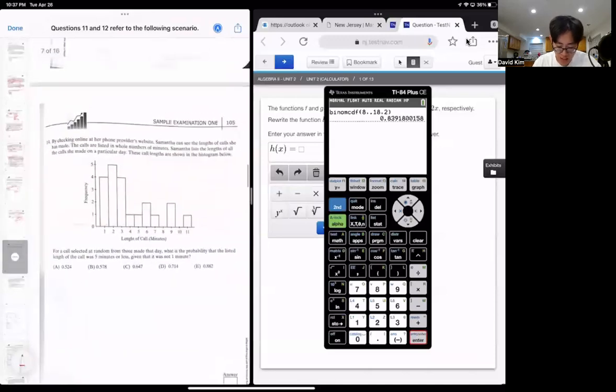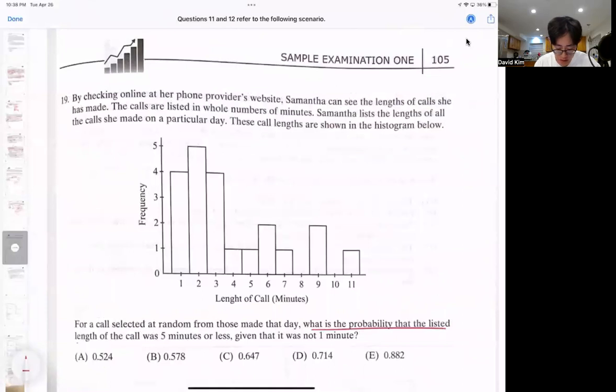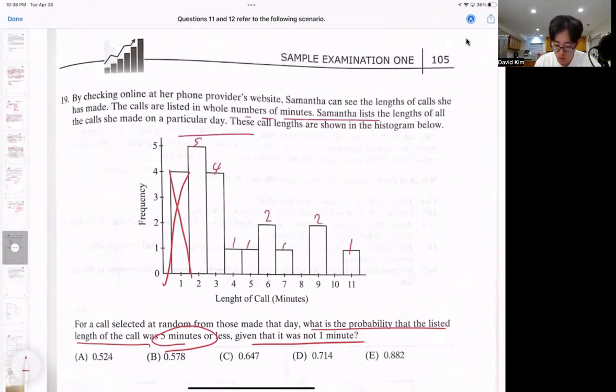All right, number 19. This is actually going to be quite easy. What is the probability that the listed length of the call was 5 minutes or less, given that it was not 1 minute? So 1 minute is not part of this. So let's count how many there are. Okay, so I literally have to count those. 5, 4, 1, 1, 2, 1, 2, 1. That's 9. This entire thing here would be 8. So that's a total of 17 calls.